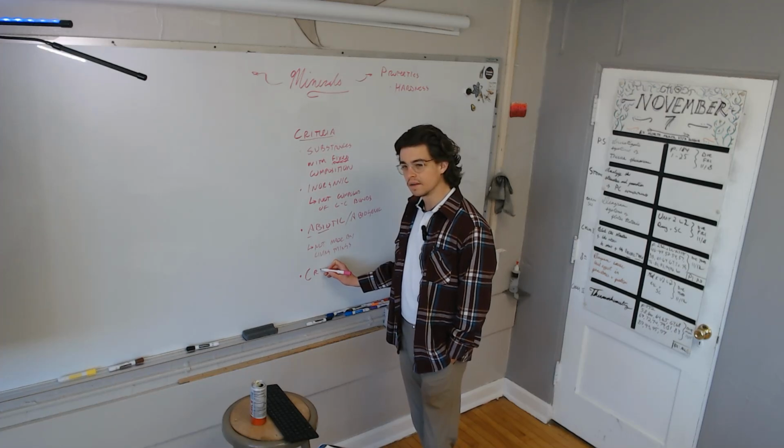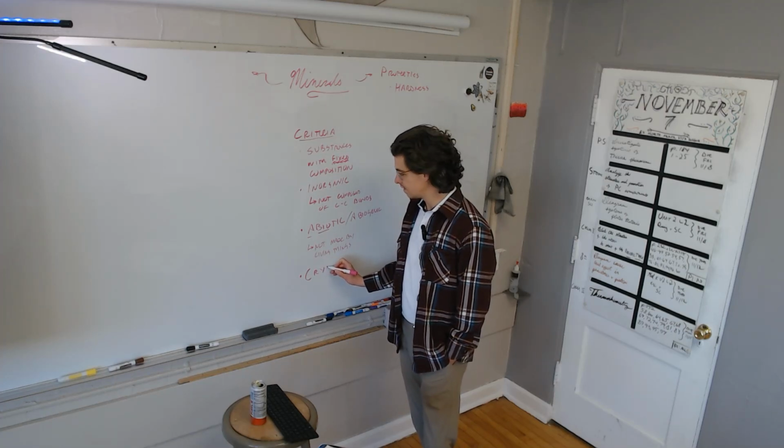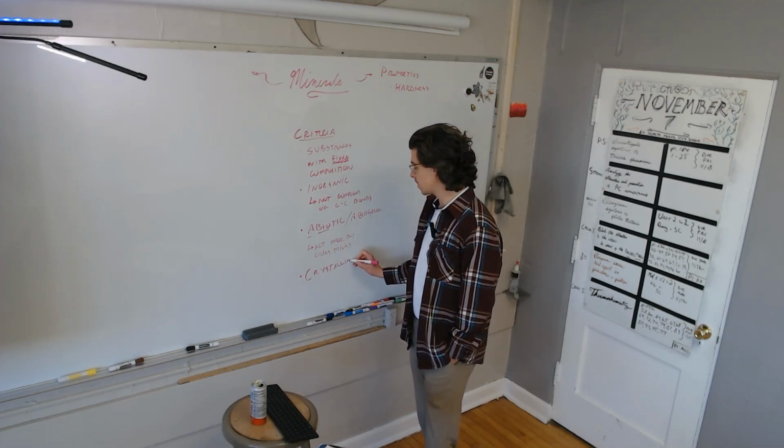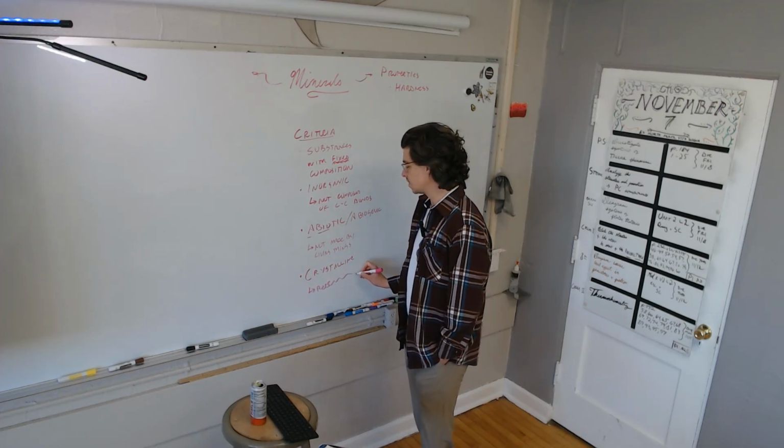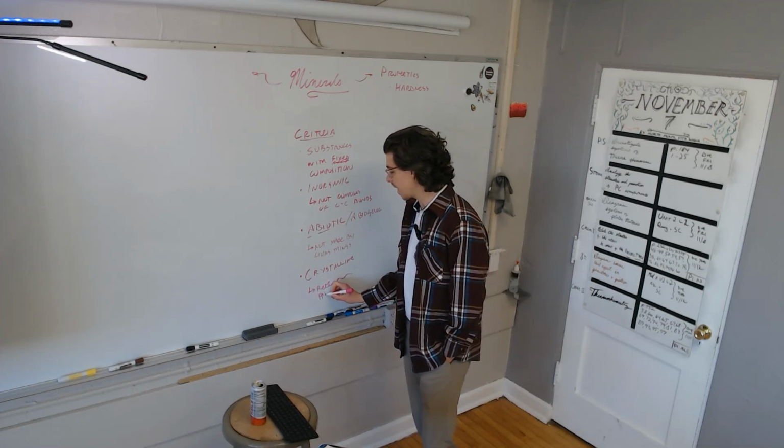You know it. Yeah. Crystal. Crystalline. They have to be crystalline. They have to have a repeating pattern. This is how you spell the word repeating. Pattern, pattern.